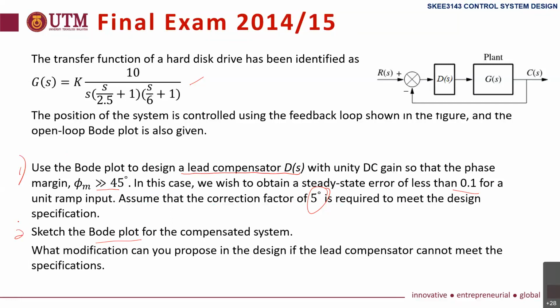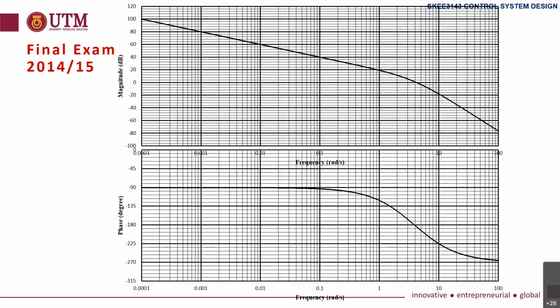Number 2, the question also wants you to sketch the Bode plot of the compensated system. And number 3 is just a theory question: what modification can you propose if the lead compensator cannot meet the specification? This is just theory. Okay, let's design. This is the Bode plot.